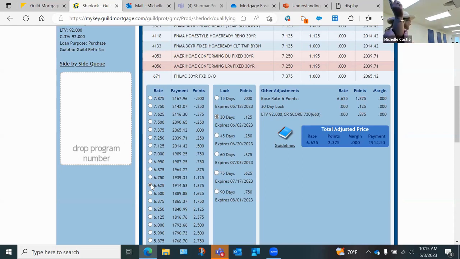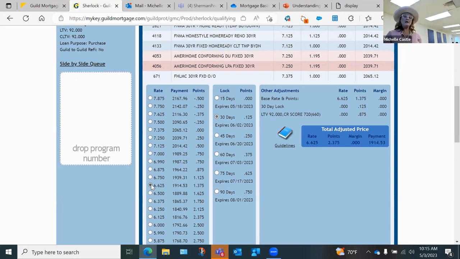This changes daily. Every bit of the information that's on here changes daily, except for the cost of the interest rate. You got a base rate, and you have the points charged for that base rate. And then you have to add to it all of your risk factors.